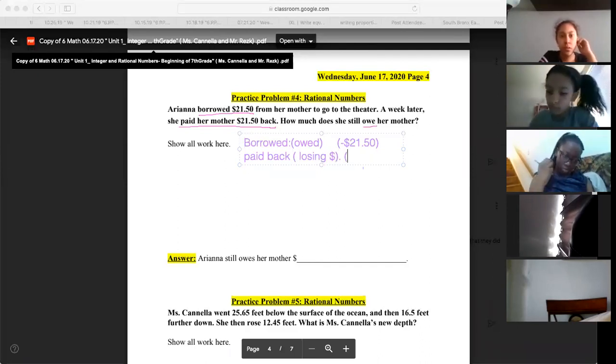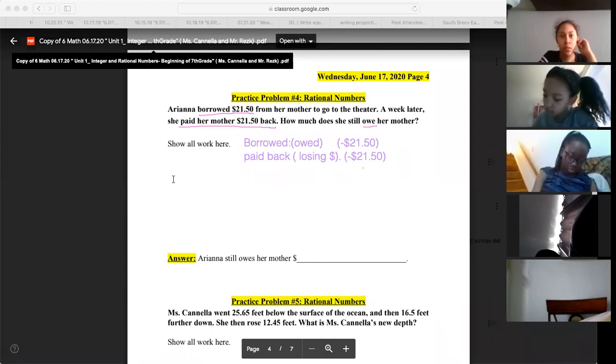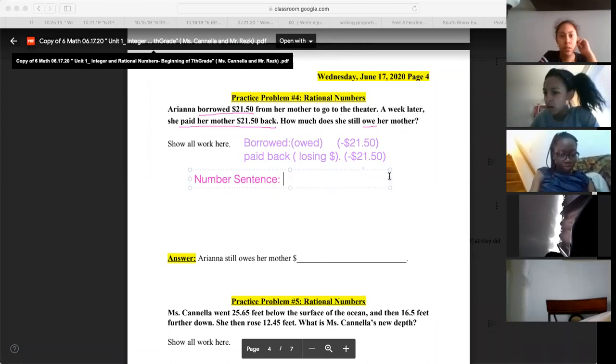I know it's a little tricky. I should have worded it differently. Sorry about that. Now, we need to figure out how much money does she still owe her mother? So what are we going to do with the negative $21.50 and the other negative $21.50? How are we going to set this number sentence up? What should it look like? Are we going to add these numbers or are we going to subtract them? What makes the most sense here? Think about it.